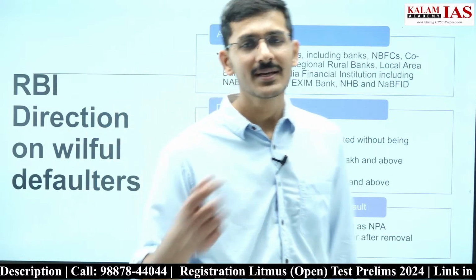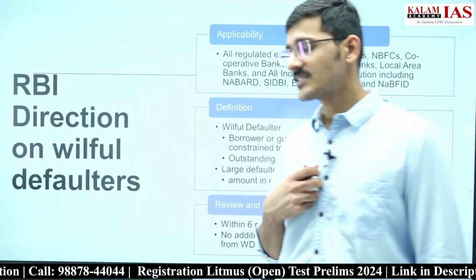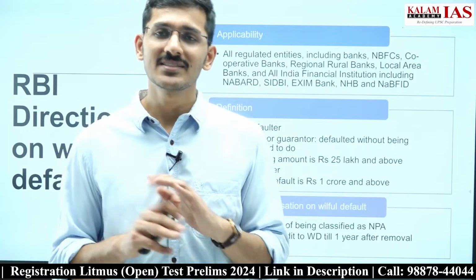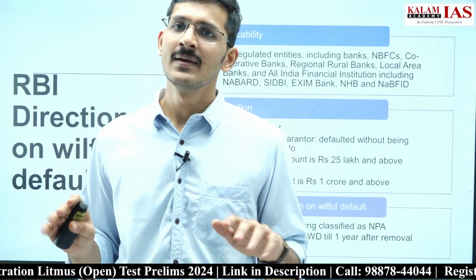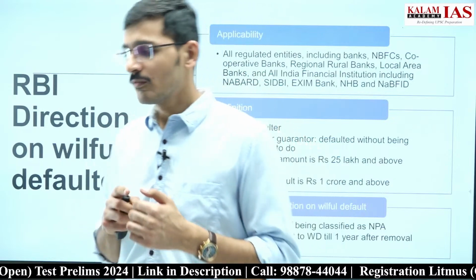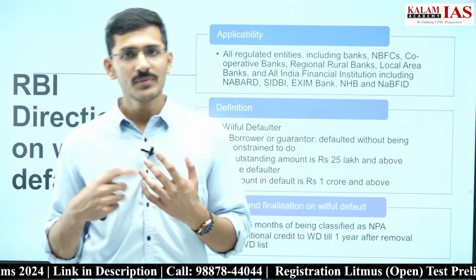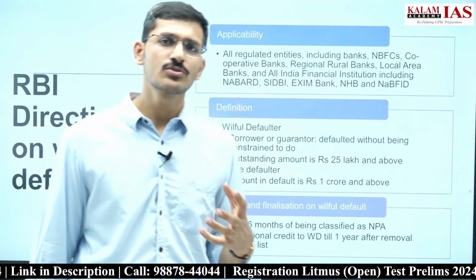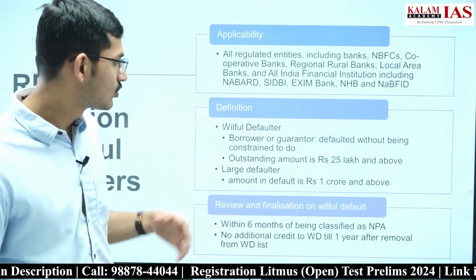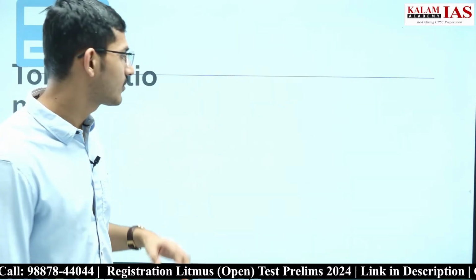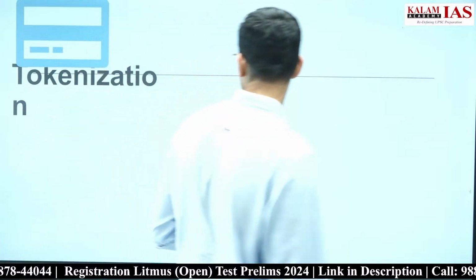For example, I have been classified by ICICI Bank as a willful defaulter. Then even after I have repaid all my money and ICICI Bank has removed me from the willful defaulter list, for the next 1 year, no bank or financial organization can give me any loan. This is to ensure that they do not tweak the rules and repay money just to take more loans back from the public sector banks.